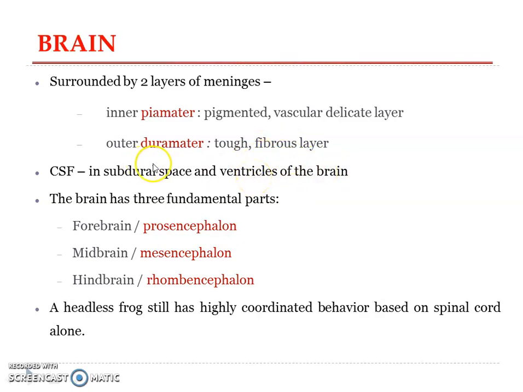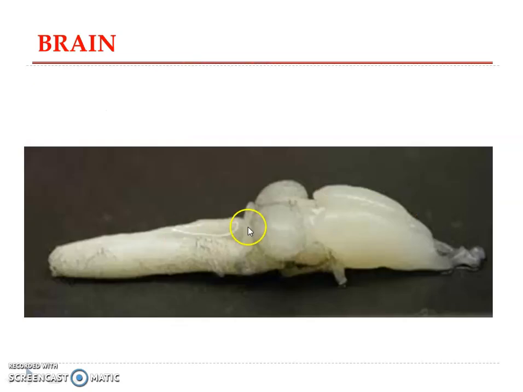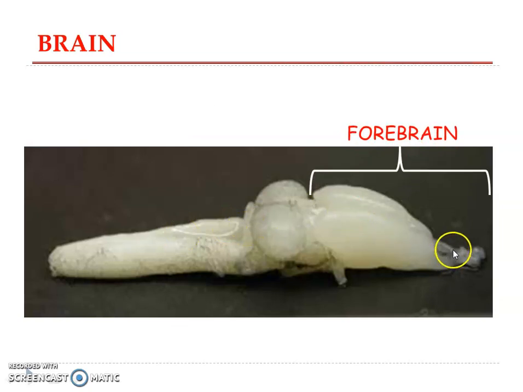So this cerebrospinal fluid functions as a shock absorbing fluid. The fluid actually protects from the mechanical shock. We can see that it is also found in the ventricles of the brain. Right? Now regarding the structure of the brain, you can see here this is the anterior part.